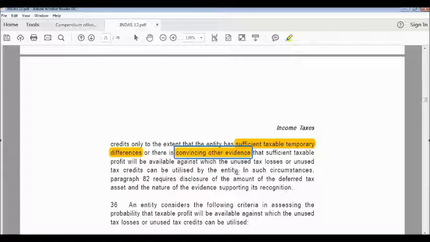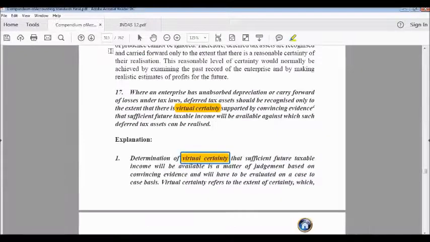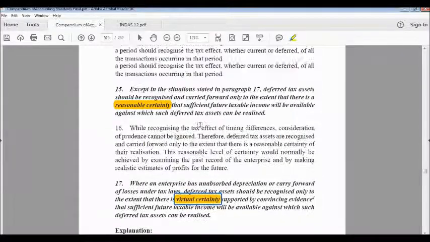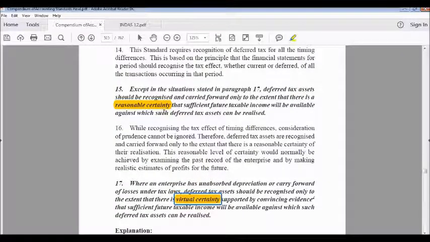But under existing Accounting Standard 22, the deferred tax asset creation was slightly rigid, you can say. You can only recognize when there is a reasonable certainty, and then virtual certainty in case of a carry forward of losses. That is the second difference. I think it's a theoretical difference, but it is also a very important difference which the interviewer can ask you when they test your knowledge.